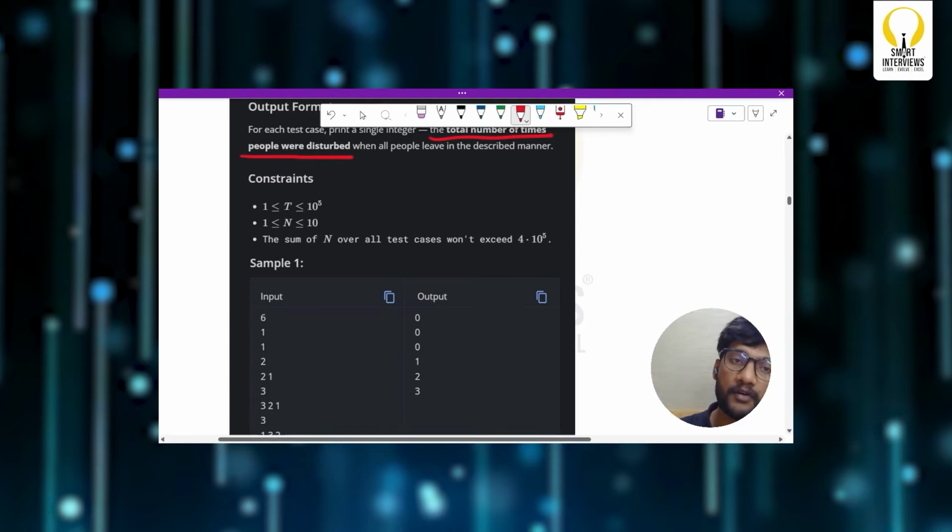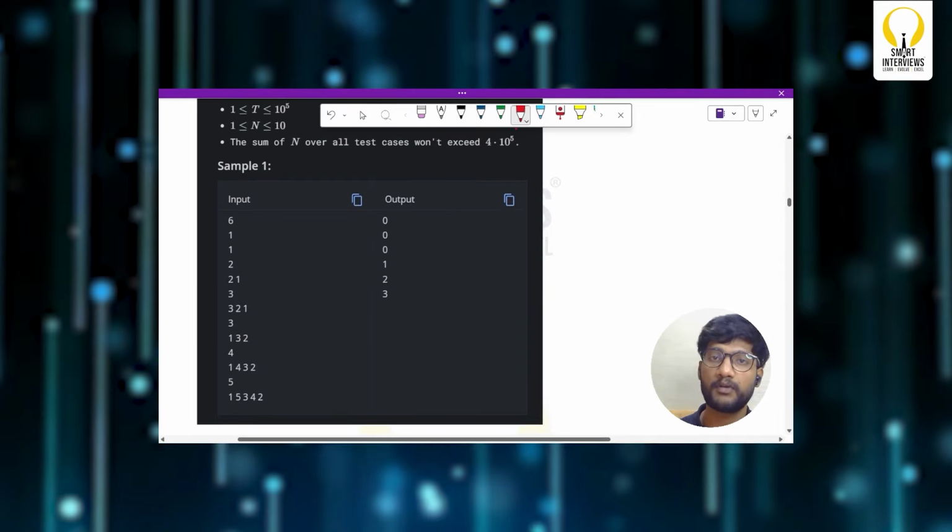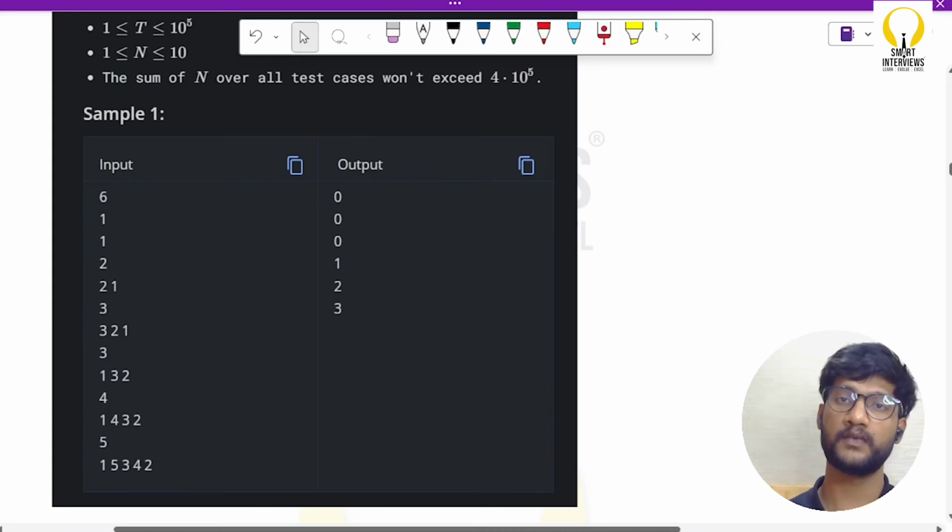Constraints: there are 10^5 test cases, and at max your row size will be from 1 to n itself. We'll try to see a few test cases so that you'll understand this problem in a better manner. In the sample test case, you have 6 test cases. The first line is your n, and the second line is nothing but your row.